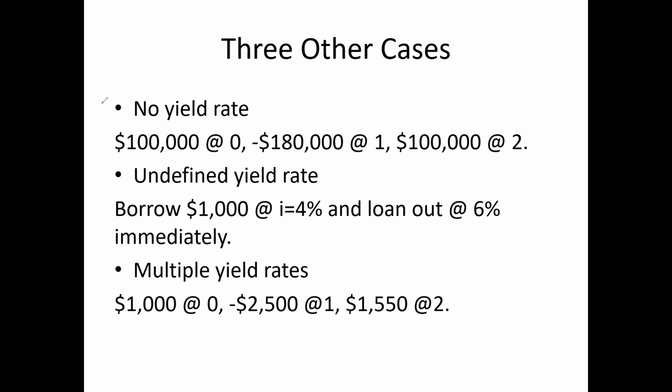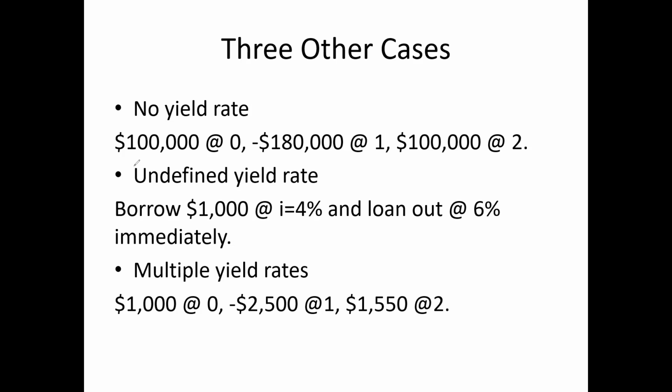Sometimes there's no yield rate, in the sense that you take a square root of a negative number. In the quadratic formula, if you have a square root of a negative number, then you don't get any real number. So that's a non-yield rate situation. Undefined yield rate: you borrow $1,000 at 4% and loan it out right away at 6%. So there's a sort of arbitrage opportunity. Then the interest rate is like infinity, so there's no defined yield rate.